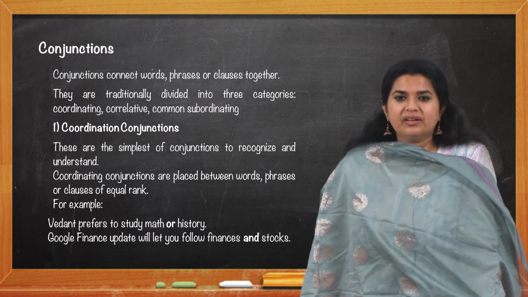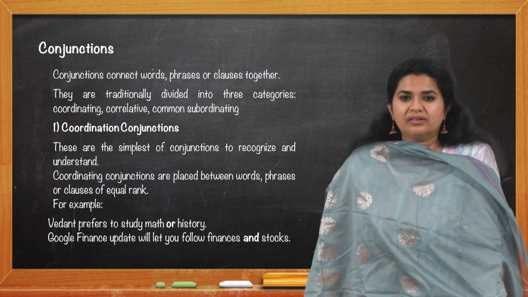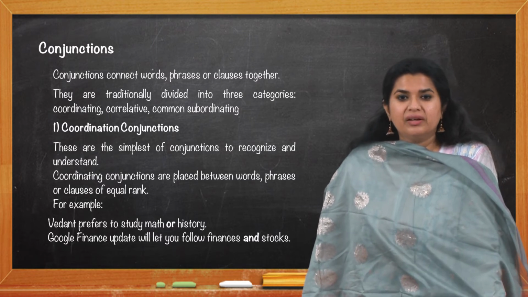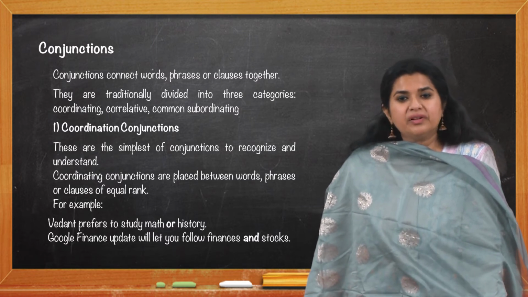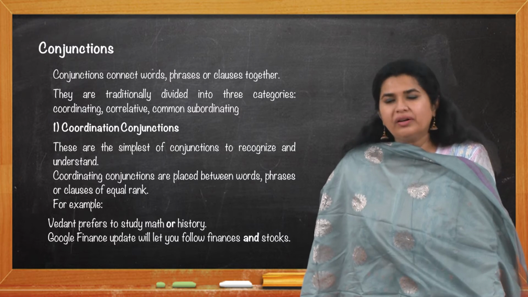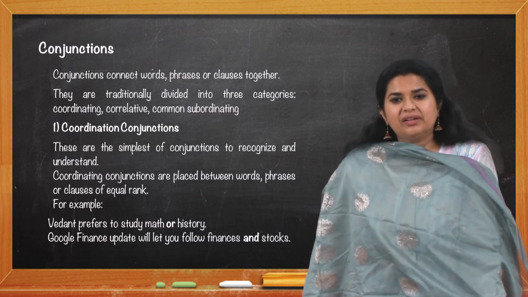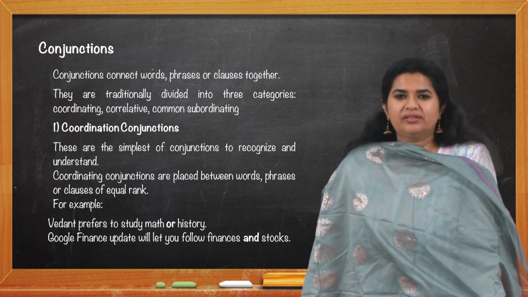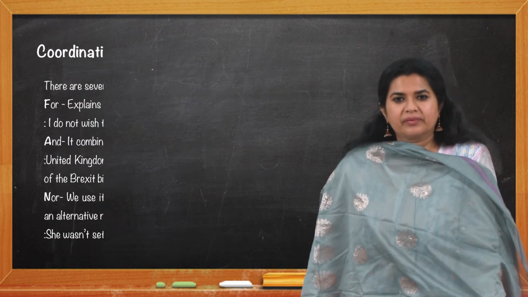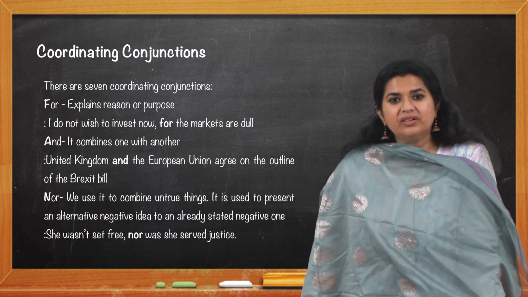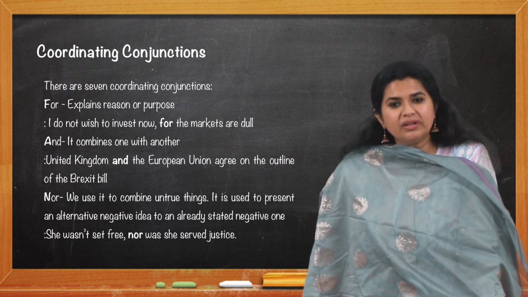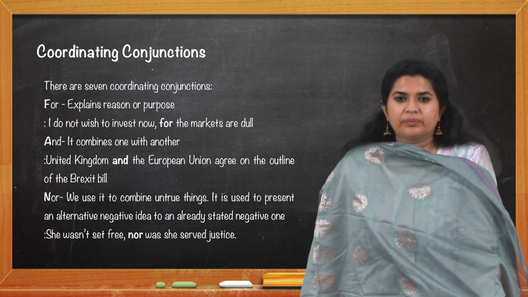Coordinating conjunctions are placed between words, phrases or clauses of equal rank. For example, Vedant prefers to study maths or history. Google Finance Update will let you follow finances and stocks. And there are 7 coordinating conjunctions.